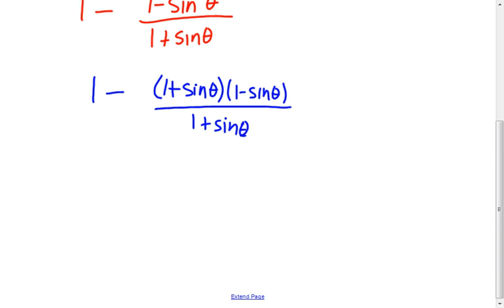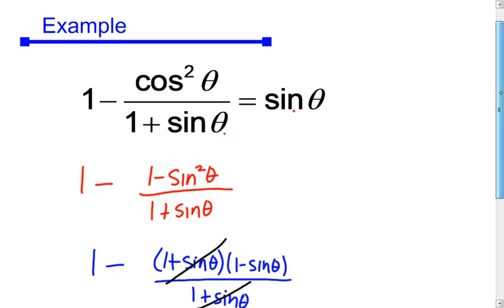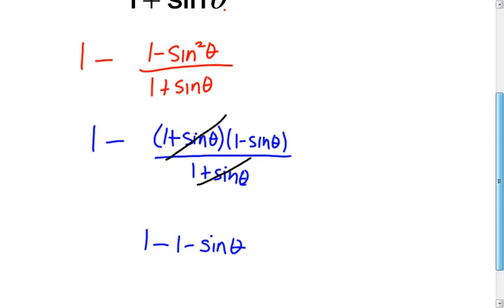Now I have an entity on the top with an entity on the bottom that can be canceled. So I can cancel that and that. And then this is the next biggest mistake that people will make. They'll go like this. And if I do that, 1 minus 1 is 0. And then I have my negative sine left, so I would have negative sine. But notice what you need to have up here is positive sine. Okay, I need to get my right side to positive sine.